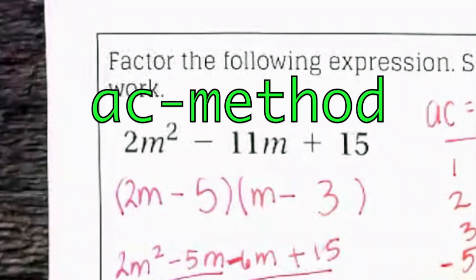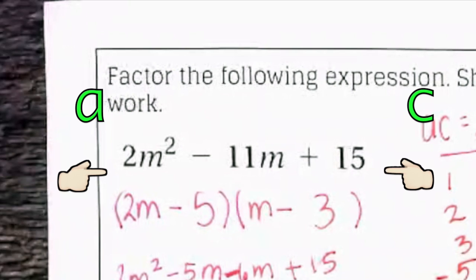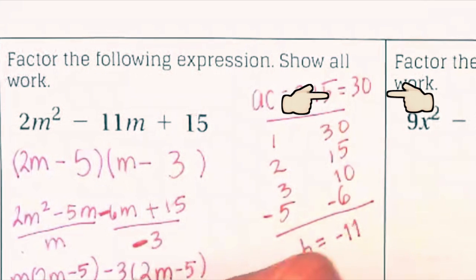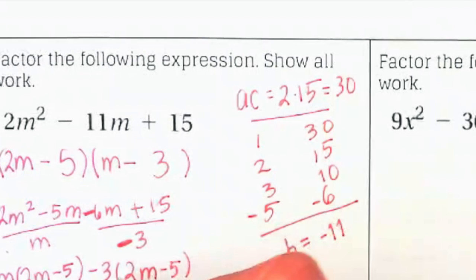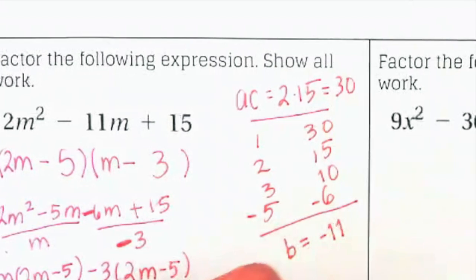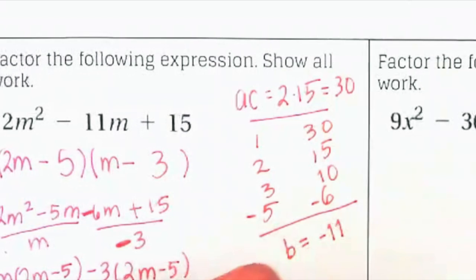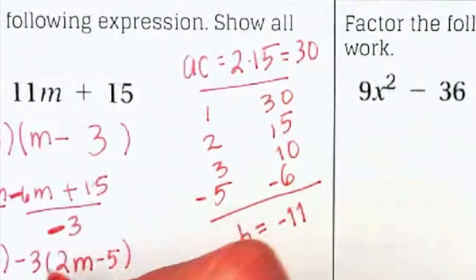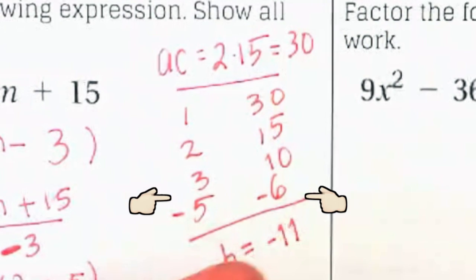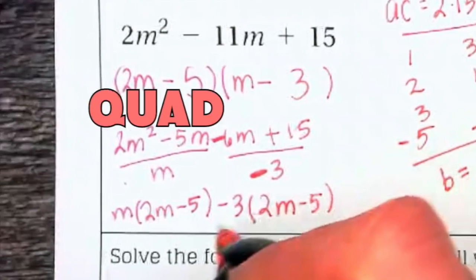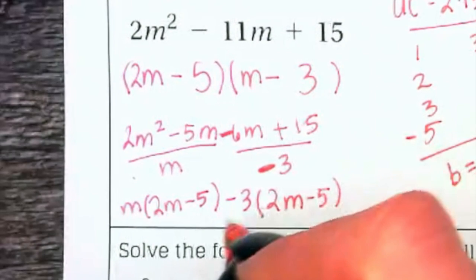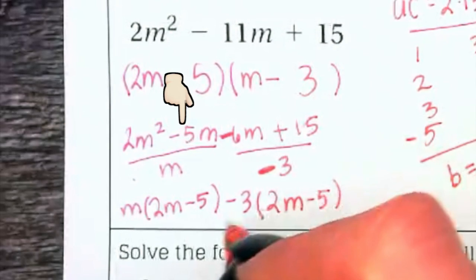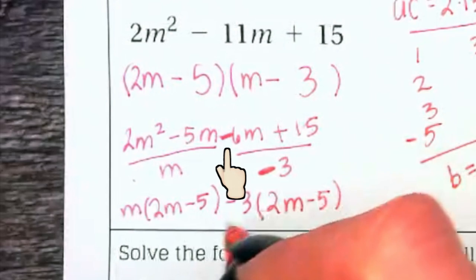To use the AC method, you multiply A and C, which is 2 and 15. That gives 30. Now I'm going to find a pair of factors that multiplies to give me 30, but I also want this pair of factors to add or subtract to give me negative 11. I would use negative 5 and negative 6. We use these two numbers to break apart my middle term and build up a quad that will factor by grouping. 2m squared minus 5m minus 6m plus 15.